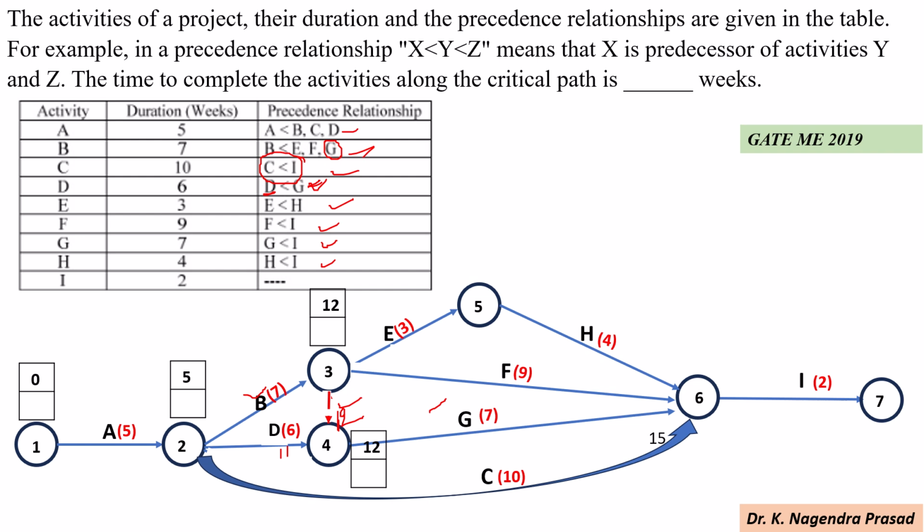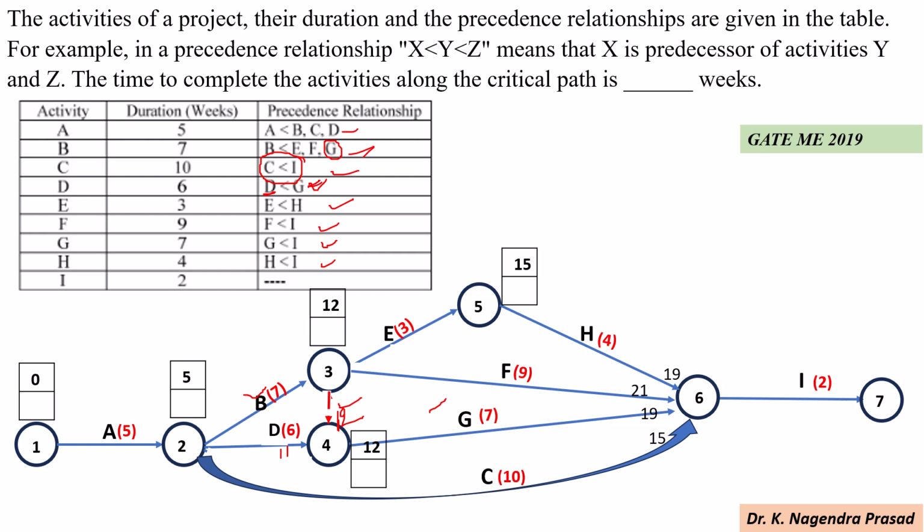So next for the activity C, 5 plus 10, it is 15. Next for the activity E, 12 plus 3, 15. Next for the F, 12 plus 9, 21. Next I have to go for the G, 12 plus 7, 19. Next to H, 15 plus 4, 19.